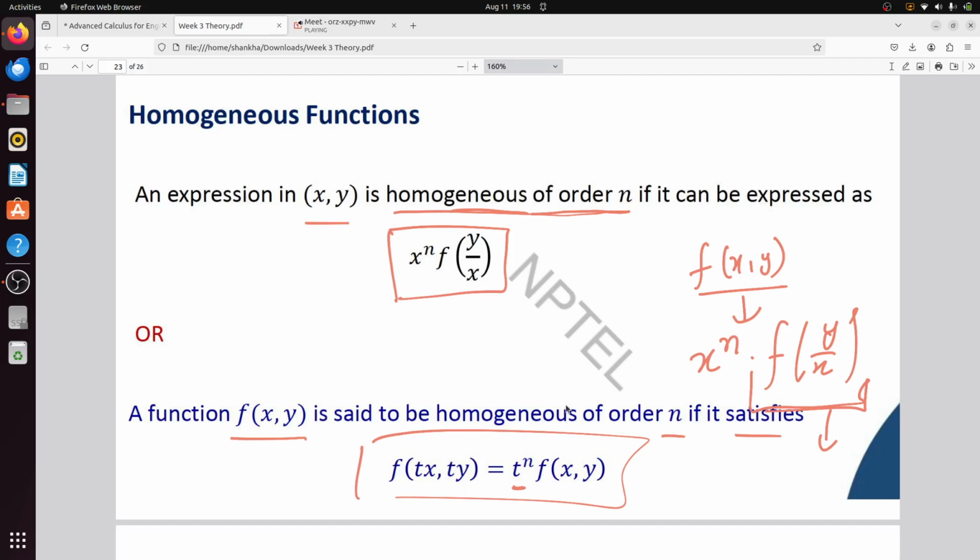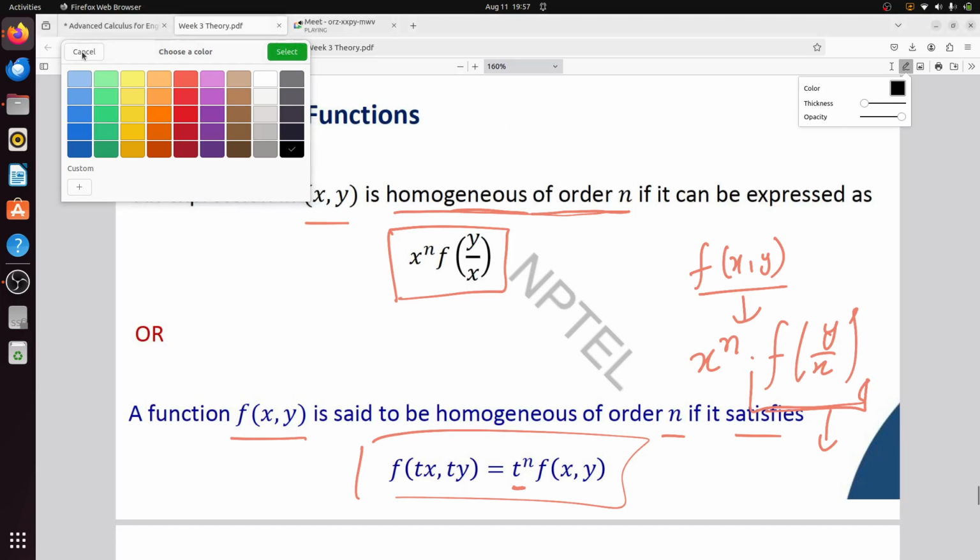This is called homogeneous function. An expression in x, y is homogeneous of order n if it can be expressed as x to the power n into f of y by x. That means if instead of x and y you substitute tx and ty, then f of tx comma ty will be written as t to the power n into f(x,y). Am I clear? So give me some examples of homogeneous function.